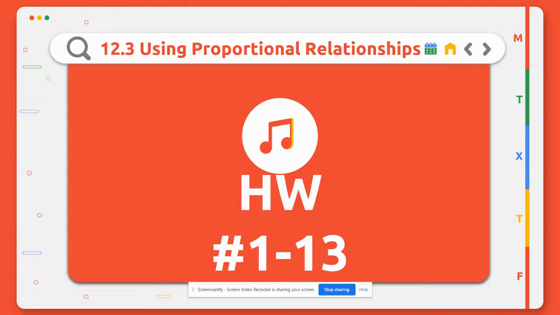All right, your guys' turn. Your homework for this section is given, only numbers 1 through 13. Don't forget to use the collaboration page.